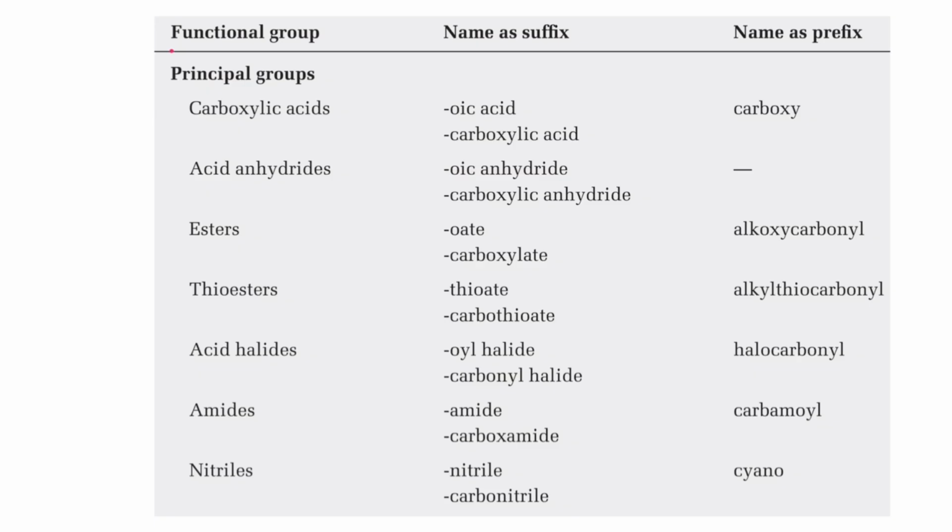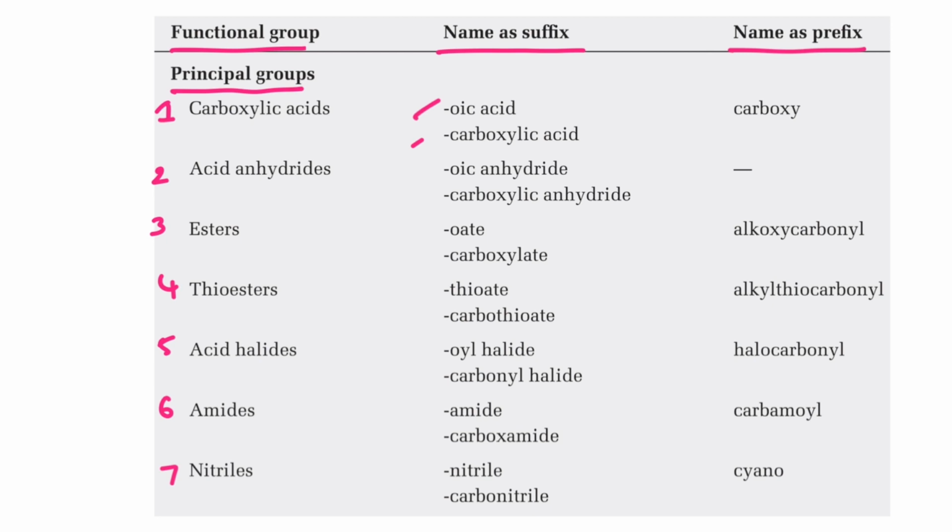Now, functional groups, name as suffix, name as prefix. This is very important, this table you have to remember. Without knowing this suffix and prefix, it is difficult to answer. Therefore, principal groups are already represented according to order. This is the first priority, this is second, third, fourth, fifth, sixth, seventh. First priority we always give to the carboxylic acid. Now two names are mentioned here. One is oic acid, another is carboxylic acid. So which one do we choose? Here one rule is there.